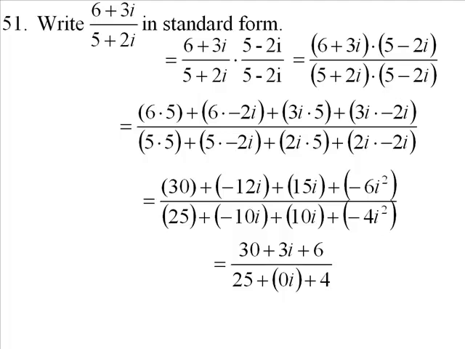So the top we're going to have 36 plus 3i. The bottom we're going to have 25 plus 4, which will be 29. Now the 30 plus 6 is 36. So you have 36 plus 3i, and the 25 plus 4 is 29.